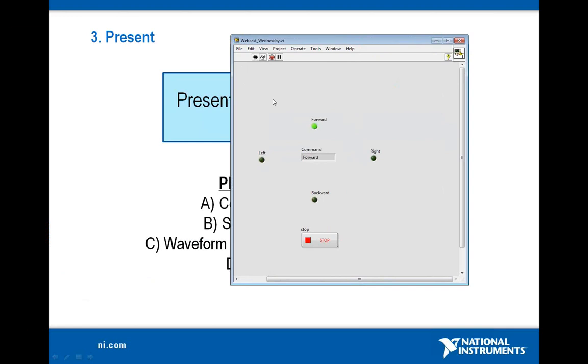Forward, backward, right, backward, right, left, forward.